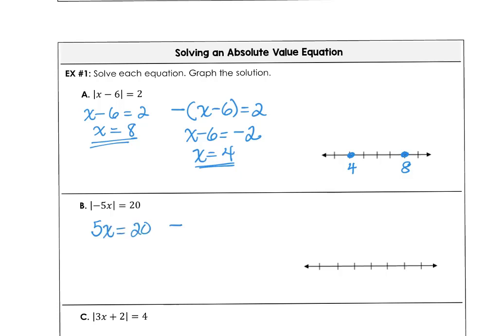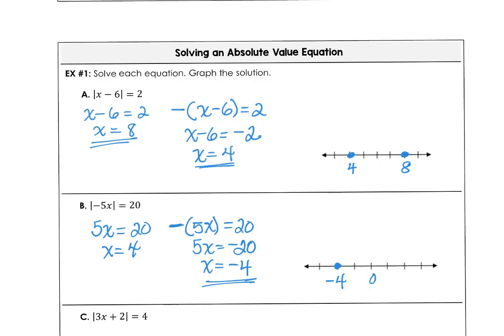In this example, the absolute value of negative 5x, that would be 5x, is 20, or the opposite of the absolute value of negative 5x is 20. So if 5x is 20, x is 4, and if the opposite of 5x is 20, that would be 5x is negative 20, because I'm dividing this negative on both sides, then x is negative 4. So in our example, either x is negative 4 from this solution, or x is positive 4 from this solution.